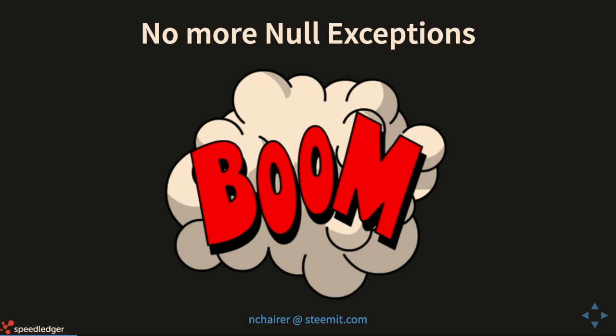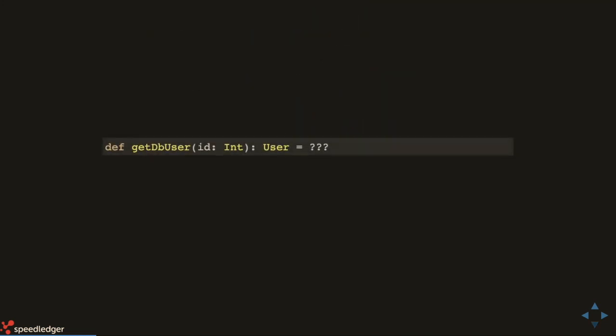So why do you usually have null exceptions? I would say that there's plenty of reasons, but one could be a function like this. Get DB user. Obviously, if you find the user, you're going to return it. It's the obvious case. But how many would return a null if you don't find the user? Couple of people. How many would throw an exception? Also a couple of hands up.